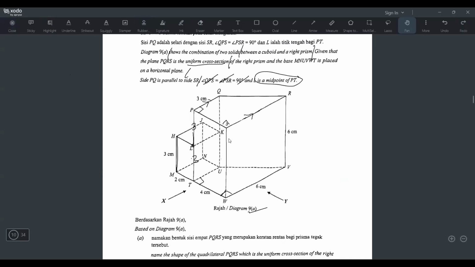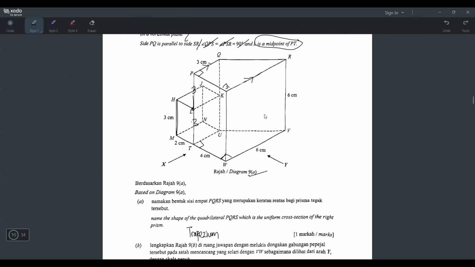So let's go back to the soalan. If I take out dari Y, which surface will I nampak first? I think I will nampak this surface first, right? And then the hidden surface, the covered surface, will be this surface, and also this surface, and actually this one also. So this is the surface that I will nampak if I take out dari Y.